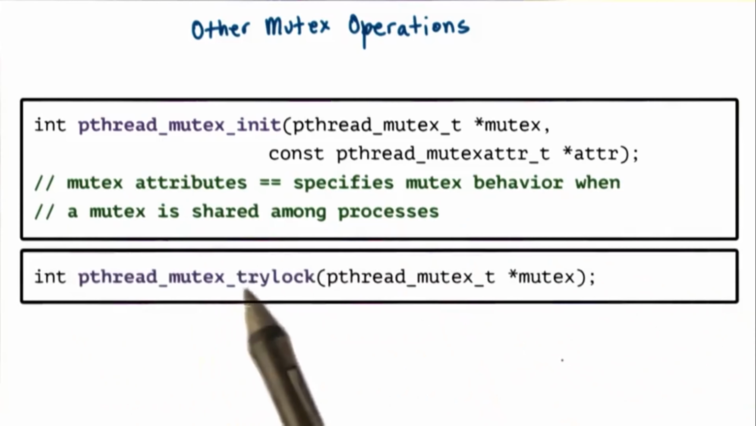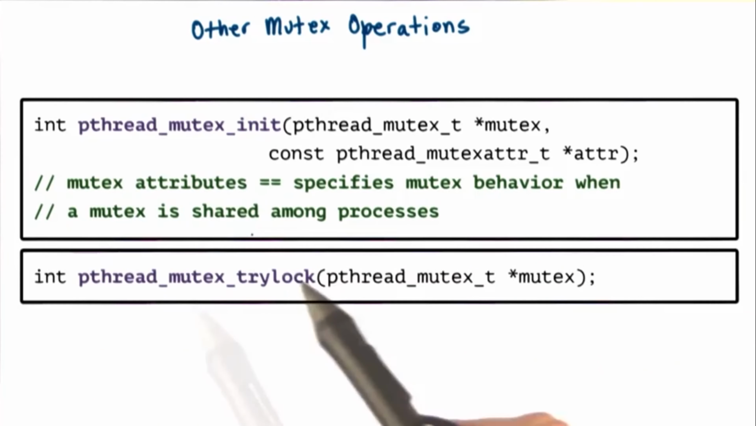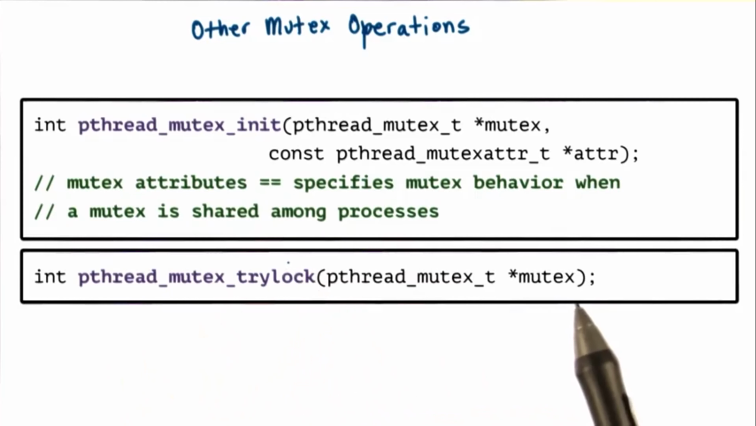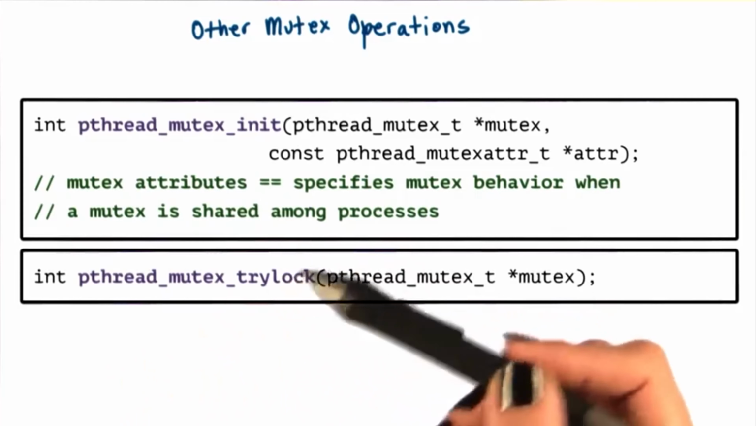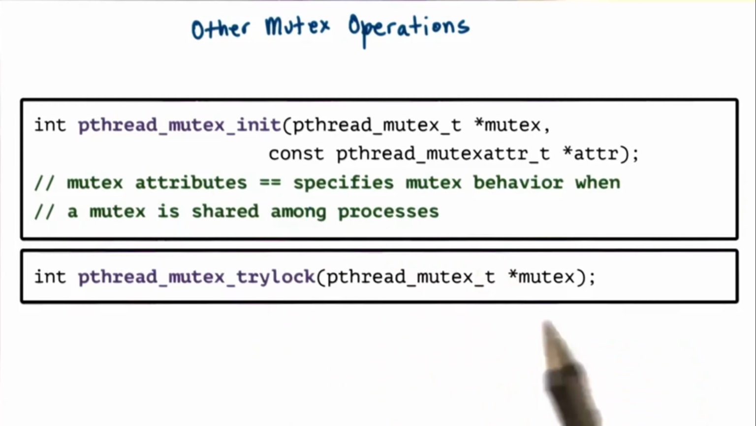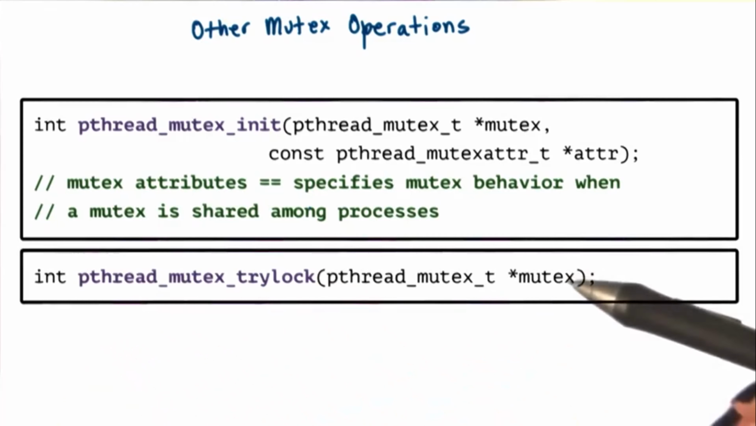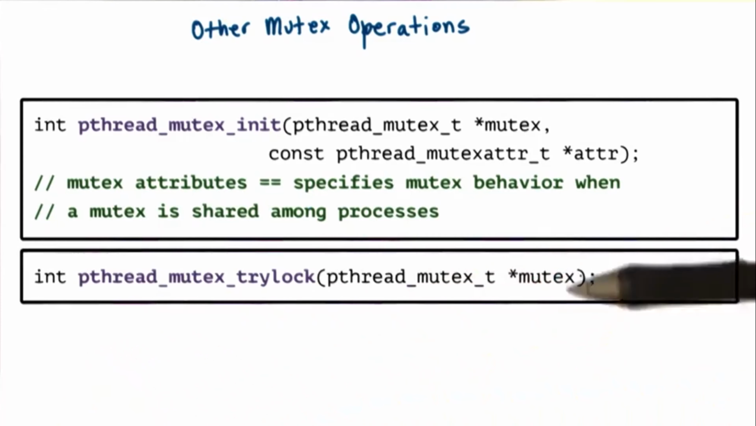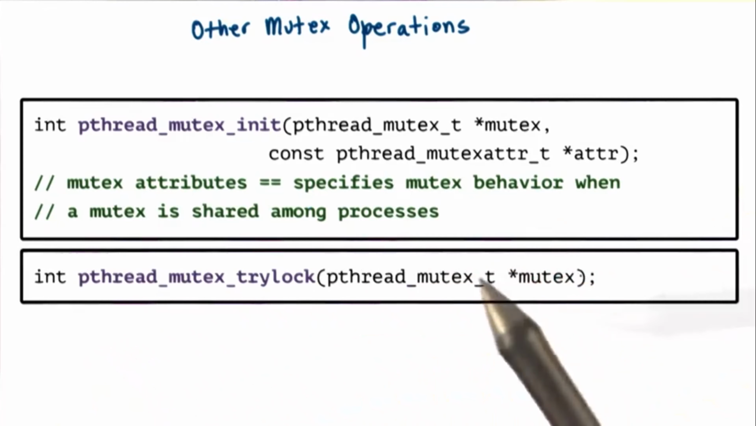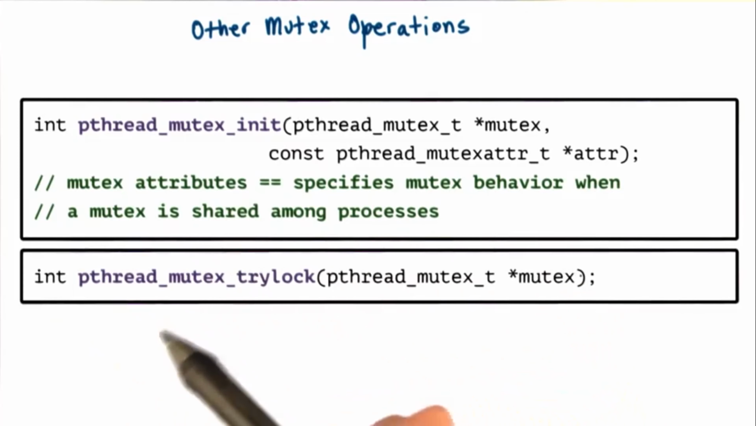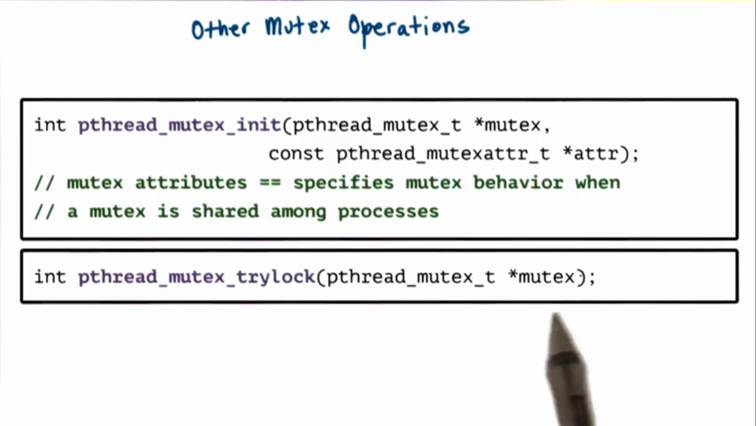Another interesting operation is pthread_mutex_trylock. Unlike the lock operation, which will block the calling thread if the mutex is in use, trylock will check the mutex, and if it is in use, it will return immediately, and it will notify the calling thread that the mutex is not available. If the mutex is free, trylock will result in the mutex successfully being locked. But if the mutex is locked, trylock will not block the calling thread. This gives the calling thread an option to go and do something else and perhaps come back a little bit later to check if the mutex is free.